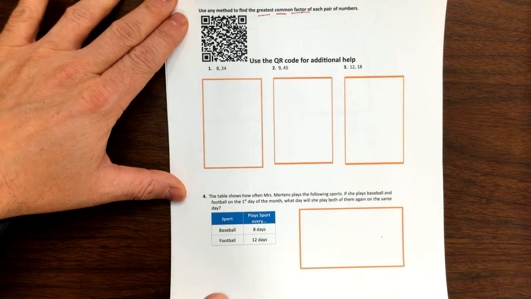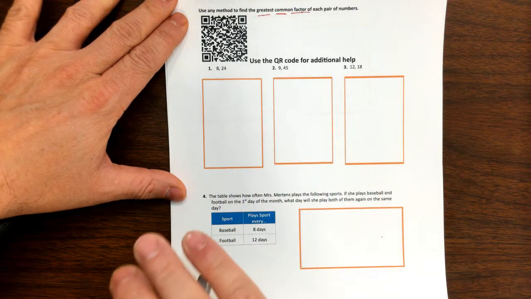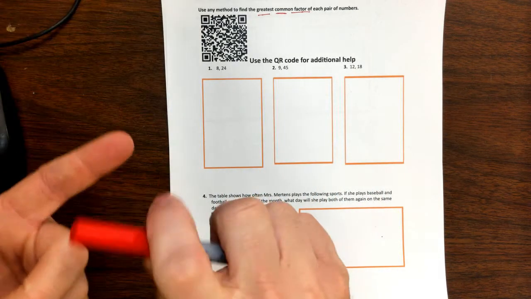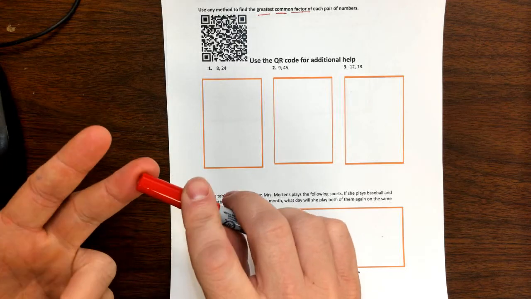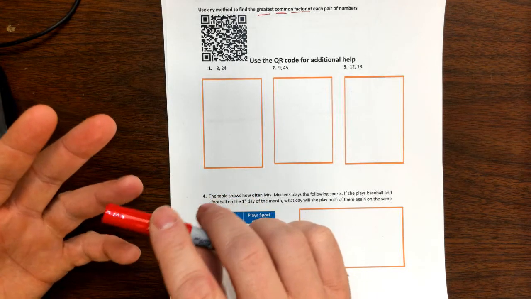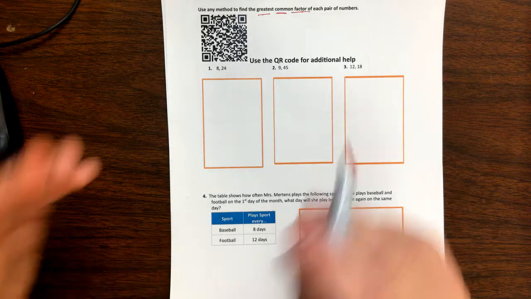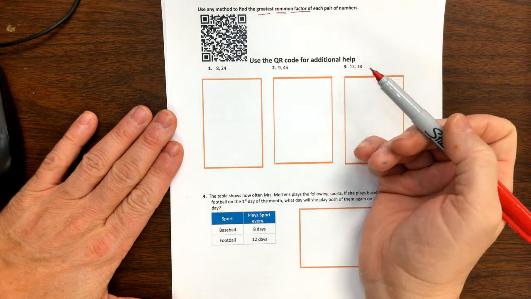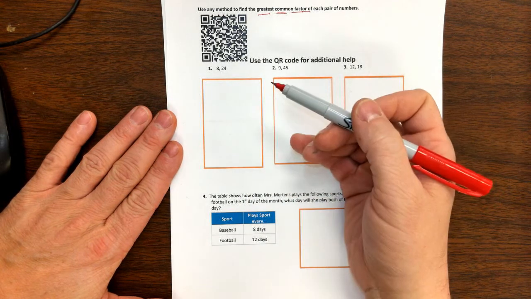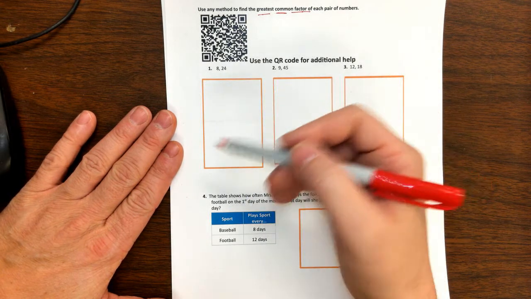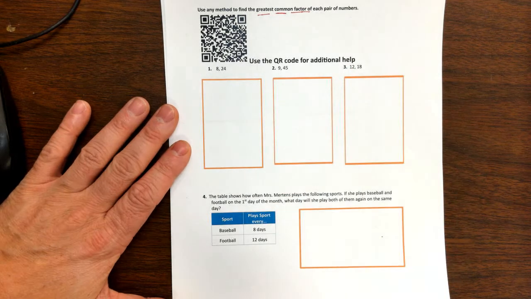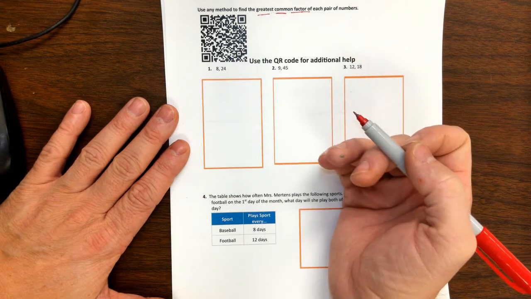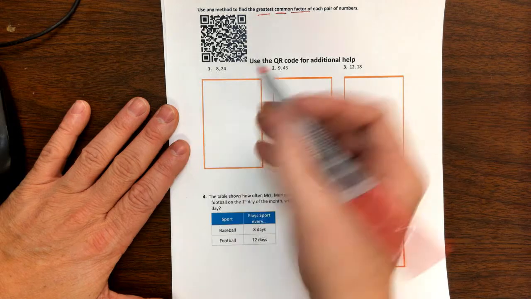Now, I think we've taught you 3 different ways to find the greatest common factor. We've shown you using the division ladder, prime factorization, or just listing out all the factors. You get to decide which way you want to do it. Sometimes listing out the factors for smaller numbers is the easier way. For larger numbers, it's easier to do prime factorization and the division ladder. I'm going to show you by using prime factorization for number 1.